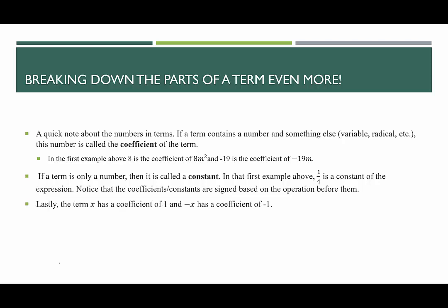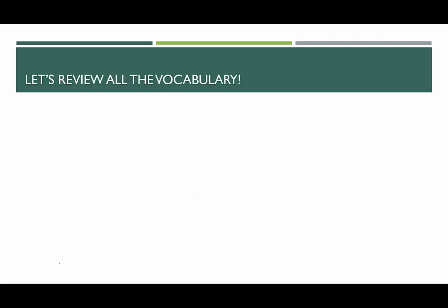And then just one more thing that sometimes we might get confused about. If we just see a term that's a variable like x or a squared b, that would have a coefficient of 1. That's that multiplicative identity, that there's always something being multiplied to x and there's always a 1 being multiplied to x. If we see a minus x, it has a coefficient of -1. Okay, so let's break all this vocabulary down.